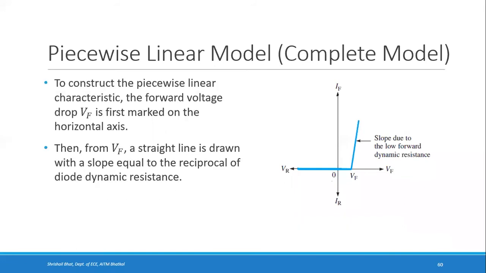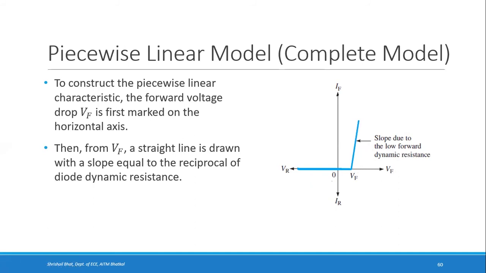To construct or draw the piecewise linear characteristic, first you have to mark this VF on the horizontal axis, that is on the forward voltage axis. Till that VF, the current is 0. And from VF, you have to draw a straight line. And how to draw that straight line? It has to be drawn with a slope equal to the reciprocal of the diode dynamic resistance.